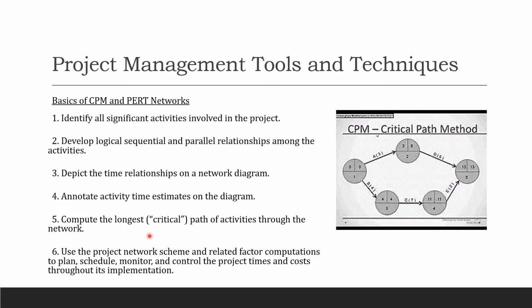So now compute the longest, so that's your critical path of activities. We need the longest path of activities in our project management through the network, okay? Now don't forget, you're managing a maintenance project. And then use the project network scheme and related factor computations to plan, schedule, monitor, and control the project times and costs, again, throughout its implementation. So those are what we do, and these are the basis for these two methods.